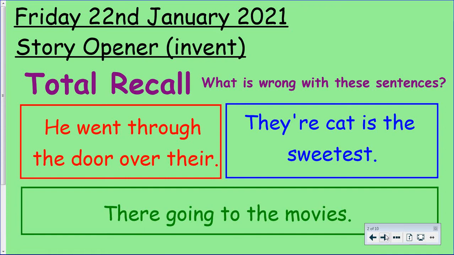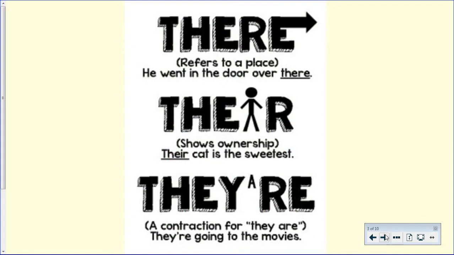Okay, let's go through these sentences. He went through the door over there. Their cat is the sweetest. They're going to the movies. You might have noticed that all the wrong theirs. So it should have been, I changed it through the door. He went in the door over there.